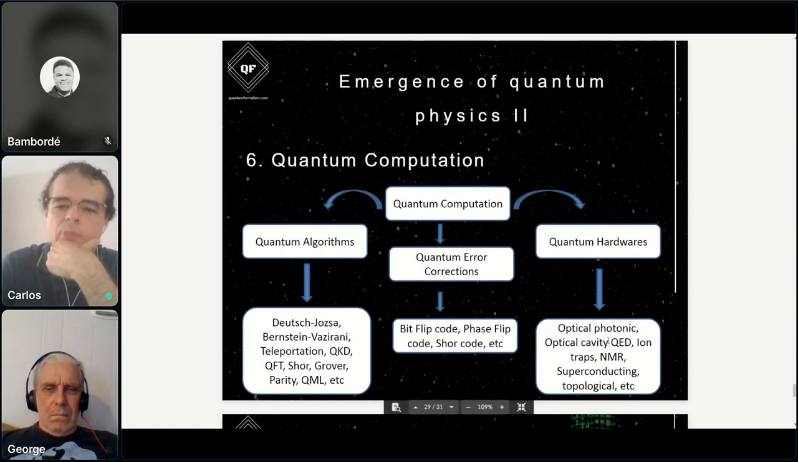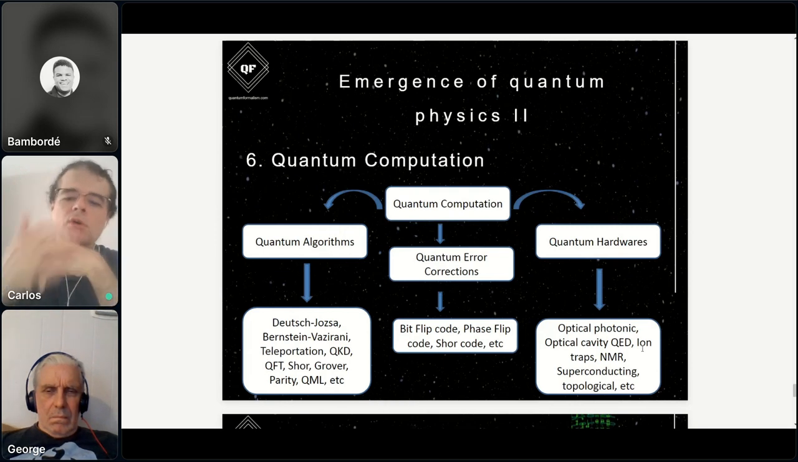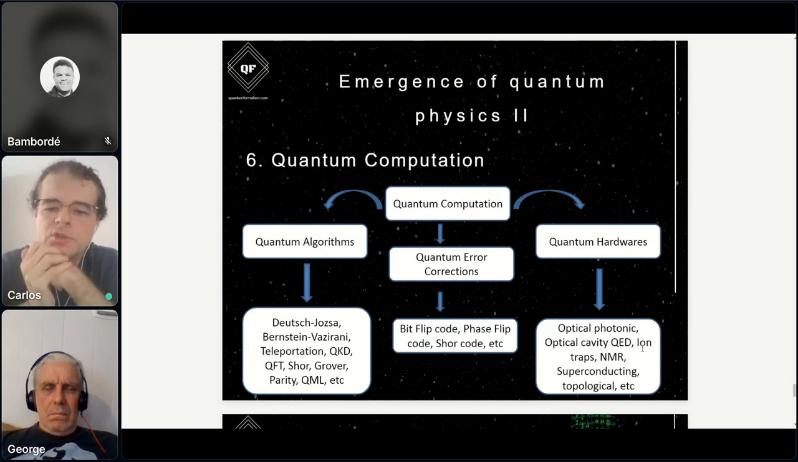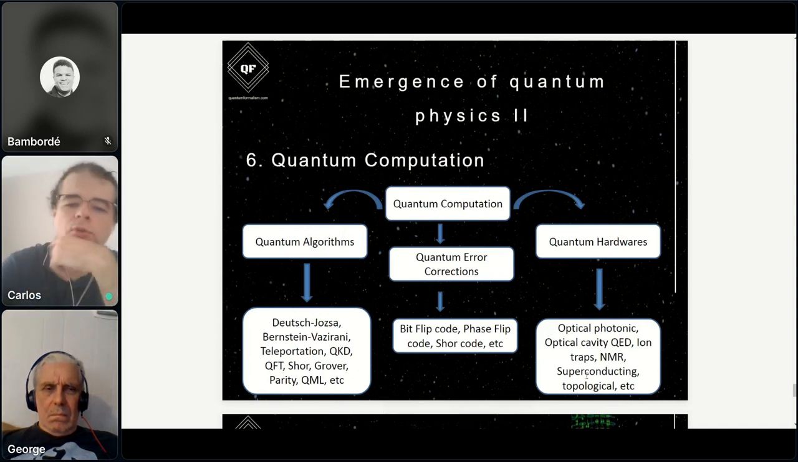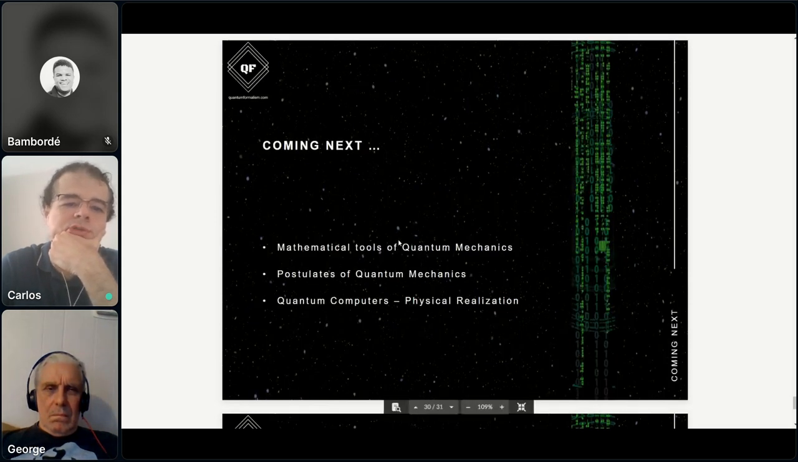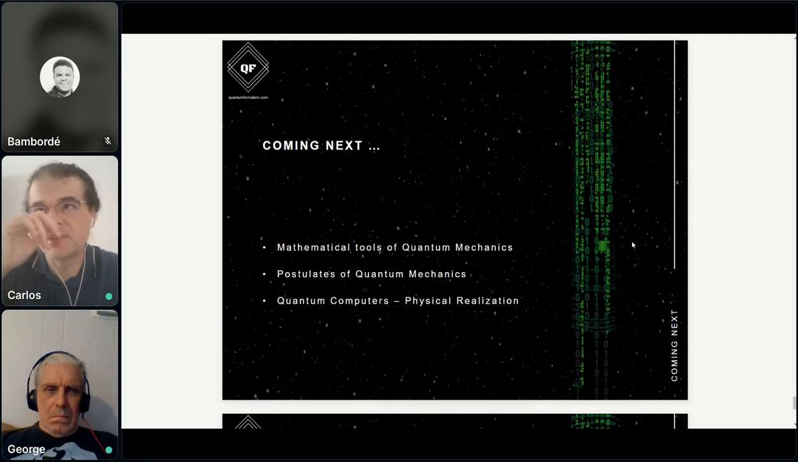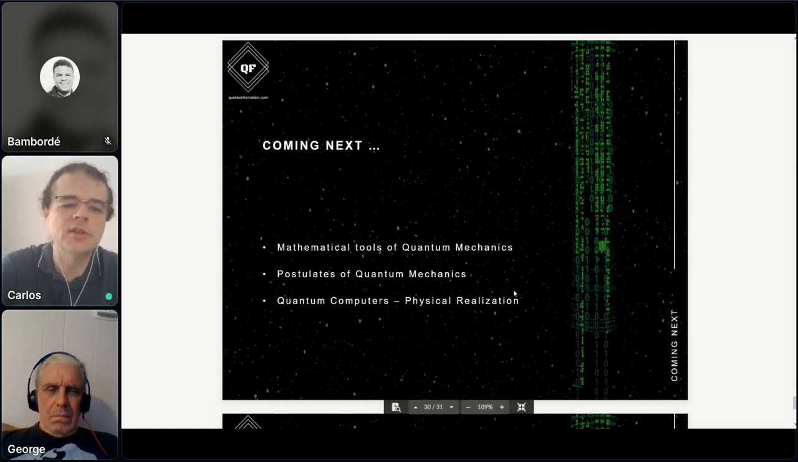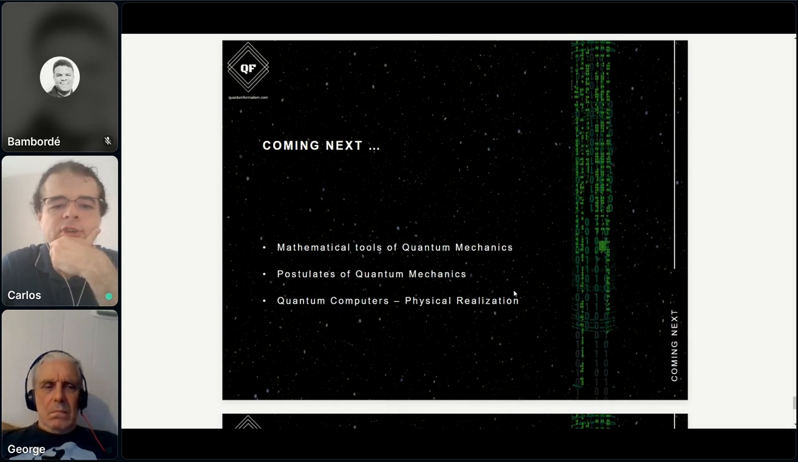And we will use these things. We will start with optical photonics, optical cavity, quantum electrodynamics in the first part of the course. And then we'll have other models in the second part, and so on, that we hope to, along the next year, cover at least most of this part here. So we have a very small part of quantum mechanics, but many of the ideas that we discussed here before will be important in our course. So next week we finally start the mathematical tools of quantum mechanics. We start some basic discussion about the Hilbert space, and then the postulates of quantum mechanics, and we start the physical realization.